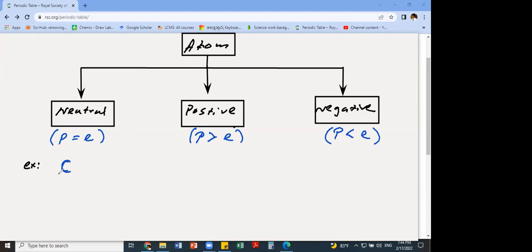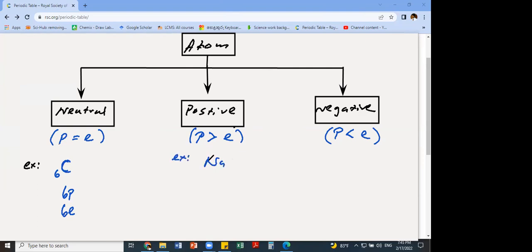Carbon, why does it become neutral? It has 6 protons. Carbon is the 6th element. Therefore, it has 6 protons and it has 6 electrons. Therefore, neutral, so equal. But if you take sodium, the atomic number, sodium is the 11th element. You can check the periodic table, sodium is the 11th element.